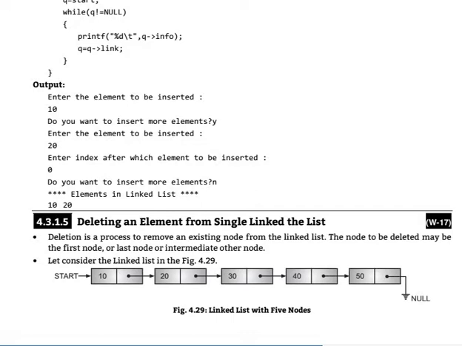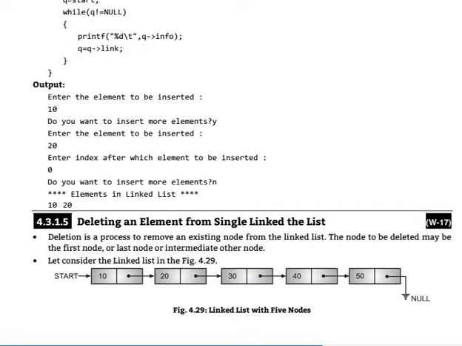Deletion is a process to remove an existing node from the linked list. Okay, what is meant by deletion? Deletion is a process to remove an existing node from the linked list. The node to be deleted may be the first node, or the last node, or an intermediate node, means a middle node, or a node at a specified position.